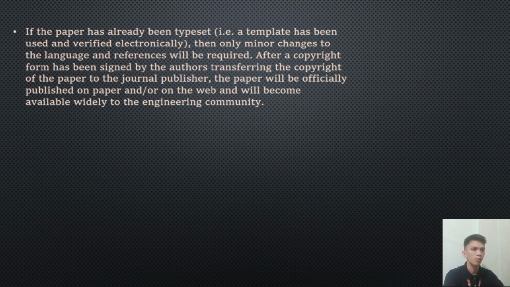After a copyright form has been signed by the authors transferring the copyright of the paper to the journal publisher, the paper will be officially published on paper and/or on the web and will become available widely to the engineering community.